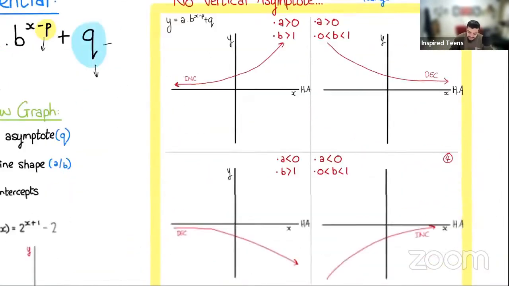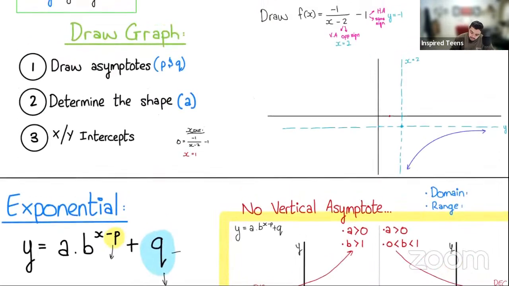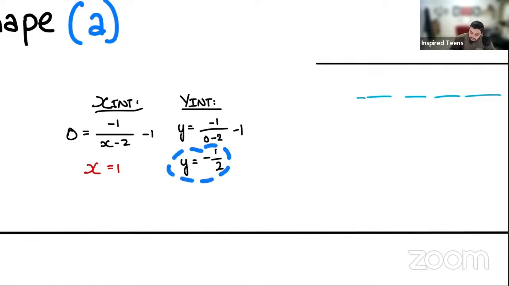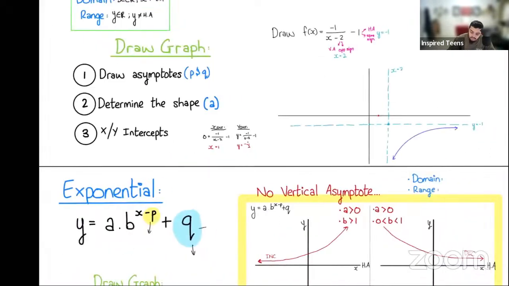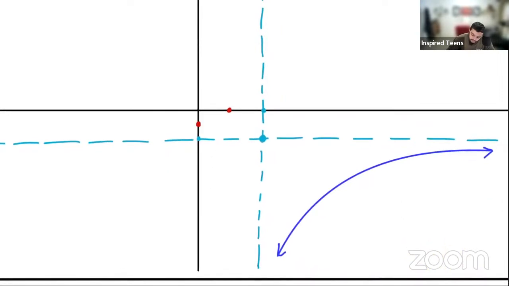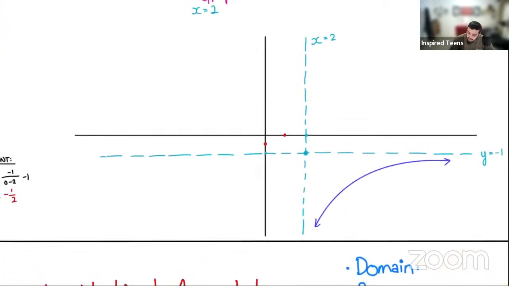Okay, let's find the y-intercept by making x 0. So y is equal to -1 over 0 minus 2, minus 1. And this gives us the y-intercept as -1 over 2. So let's jot it in. -1 over 2 for y would be here. Okay, so now we've gotten our intercepts.